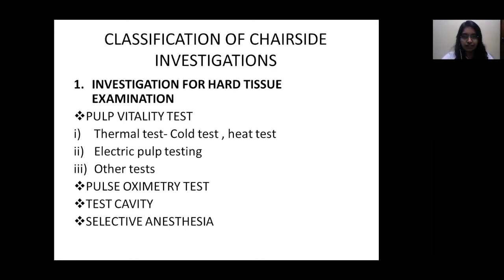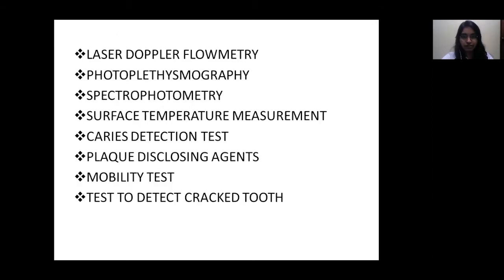So we can classify chairside investigations into 7 main classifications. The first one will be the investigation for hard tissue examination, which includes the pulp vitality test, pulse oximetry test, test cavity, selective anesthesia, laser Doppler flowmetry, photoplethysmography, spectrophotometry, surface temperature measurement, caries detection test, plaque dispersing agents, mobility test, and test to detect cracked tooth.